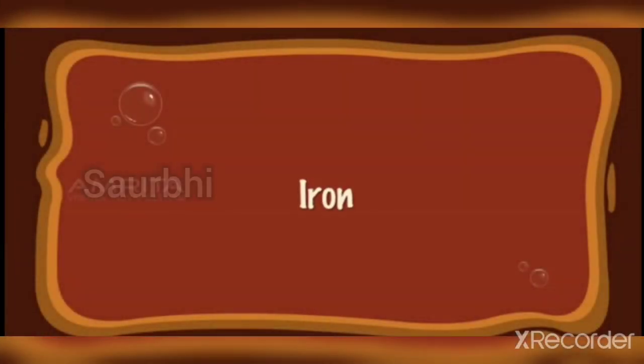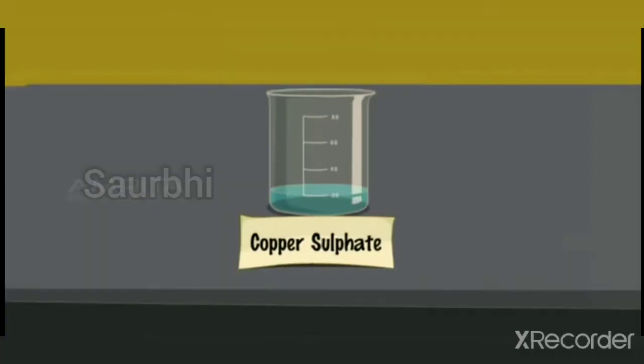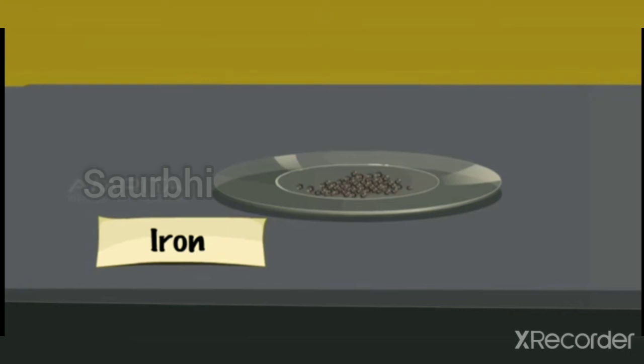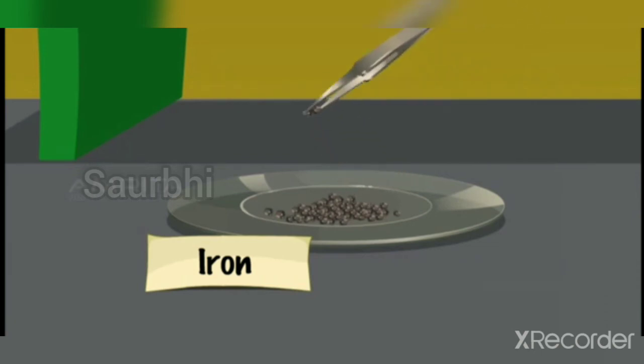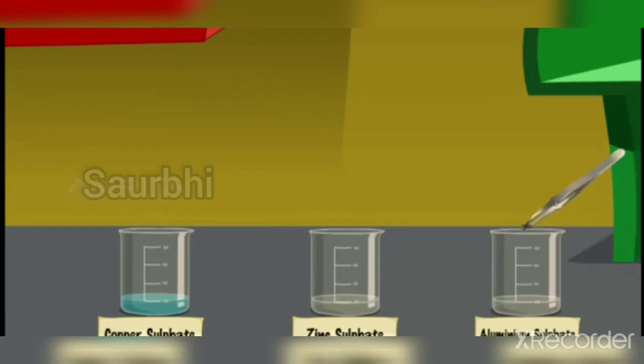Now we will take another metal, that is iron. Take again 20 ml of copper sulfate, zinc sulfate and aluminium sulfate in different beakers and some iron metal pieces in the watch glass. Using the forceps, add 2 pieces of iron into the beakers containing aluminium sulfate, zinc sulfate and the copper sulfate solution.